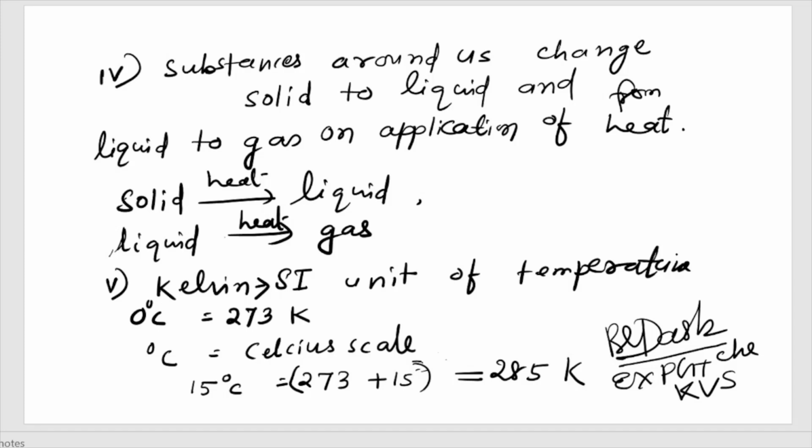So now how can you convert? कैसे convert करना है, डिग्री सेंटीग्रेड से Kelvin? Suppose 0 डिग्री सेंटीग्रेड दिया गया, उसको क्या करना है? 273 Kelvin only. When it is 15 degree centigrade or 18 degree centigrade, what to do? 273 plus 15, or if the question is given 18 degree centigrade, then 273 plus 18. So this is the calculation for Kelvin.